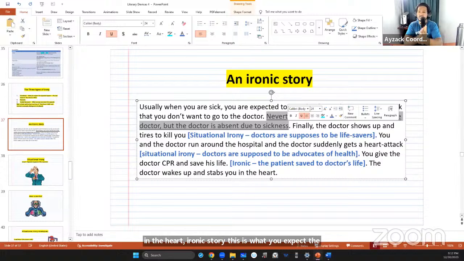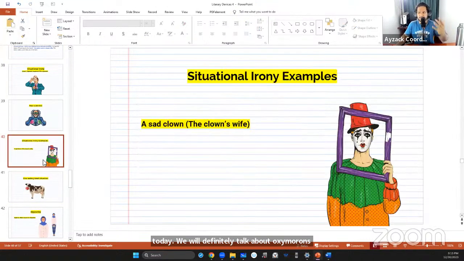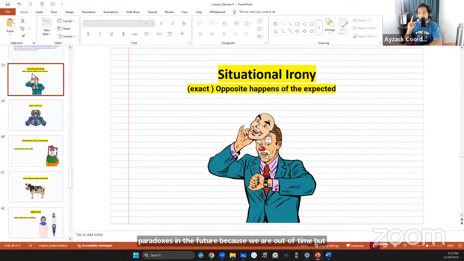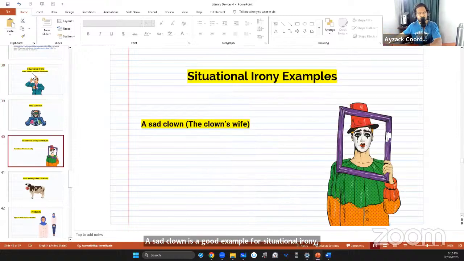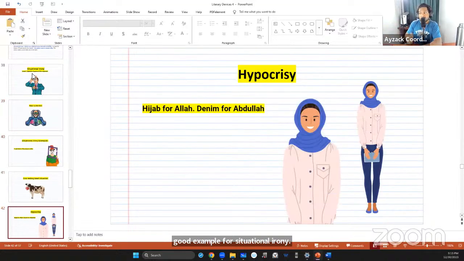Sadly, we can't talk about paradoxes and oxymorons today. We will definitely talk about oxymorons and paradoxes in the future because we are out of time. But here are examples of situational irony. A sad clown is a good example of situational irony, especially in The Clown's Wife. A mad scientist is a good example of situational irony. We don't expect scientists to be mad. Hypocrisy is a good example of situational irony. We'll talk about hypocrisy in the future.